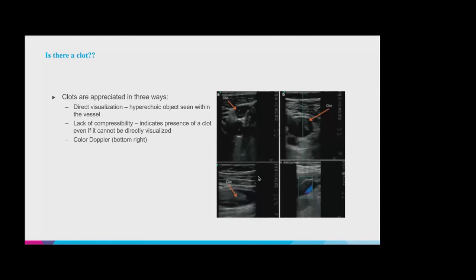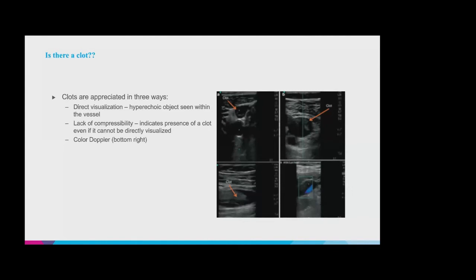A lot of times, though, especially in the acute setting, the clot might not be that hyperechoic. So really the main way we identify or diagnose DVTs at the bedside is just showing a lack of compressibility. So a lack of compressibility is going to be the most common finding that you have, and that'll indicate the presence of a clot, even if you can't directly visualize one.